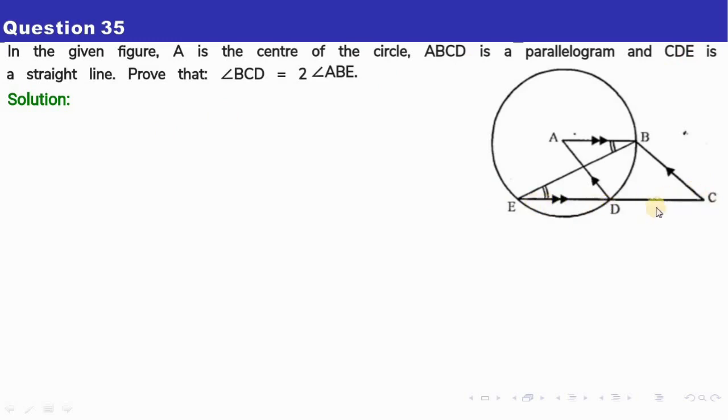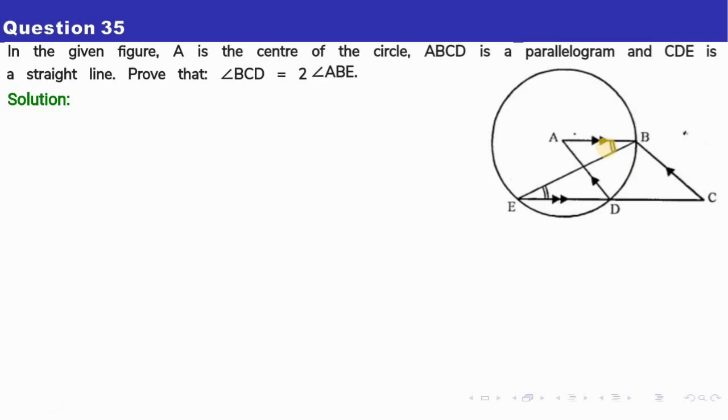Now we know that this line and this line are both parallel because they are opposite sides of a parallelogram. If AB and CD are parallel, then this and this also have to be parallel because this is the same line which is extended out here. So we need to prove that angle BCD is equal to 2 times angle ABE. So this angle will be double of ABE, that is this angle. So this will be double of this one. That's what we need to show here.